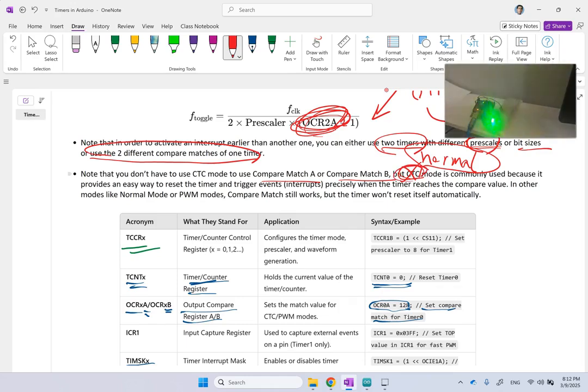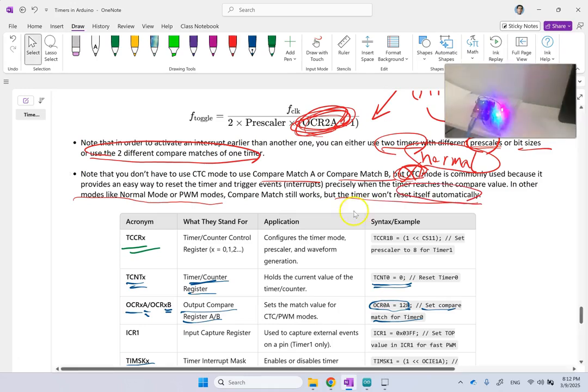Okay? So, in normal mode or PWM mode, your counter keeps increasing. It will be compared to these OCR values. But when it reaches these numbers, your timer will not go back to 0. It keeps going up to the max number. Then it will reset. You see, that's the difference.